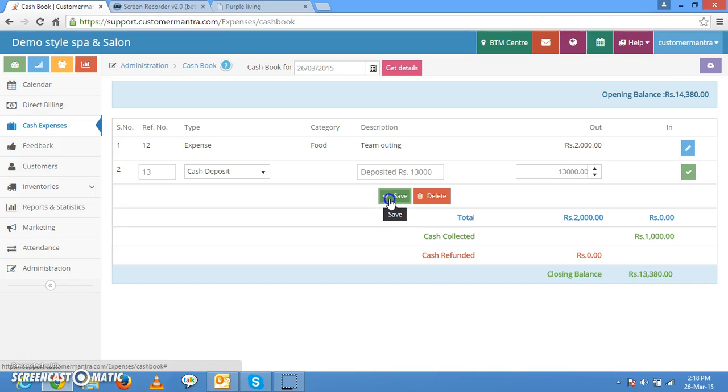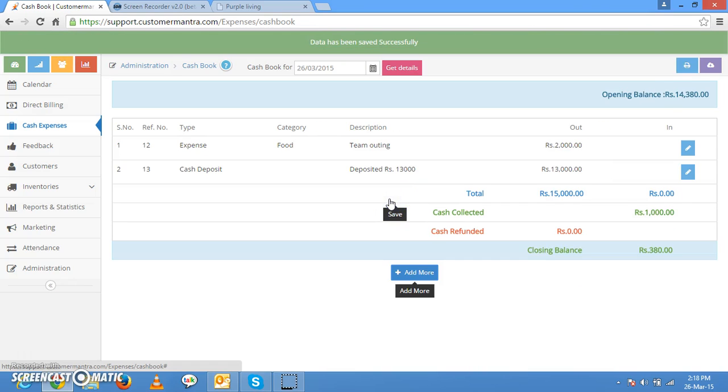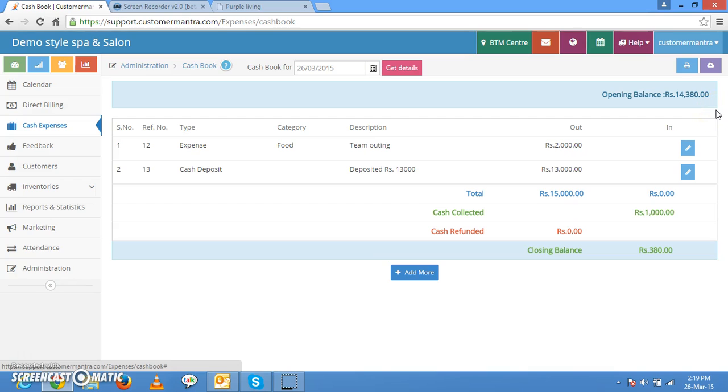And then hit save. Now if you look at it, your opening balance when you started the day was about 14,380. You spent about 2,000 rupees since you took your team for outing, and then you also deposited about 13,000 rupees or $13,000, and then you collected a cash of about $1,000 today. So your closing balance as of now is about $380.